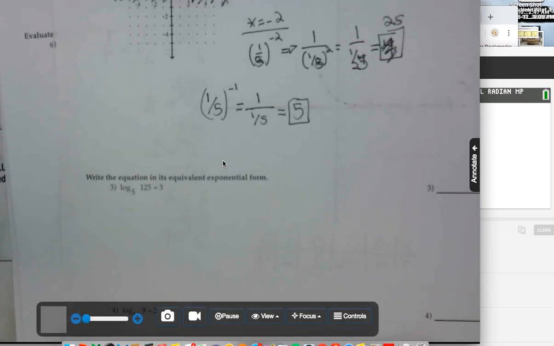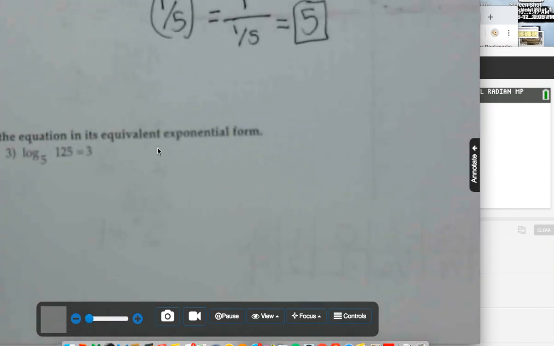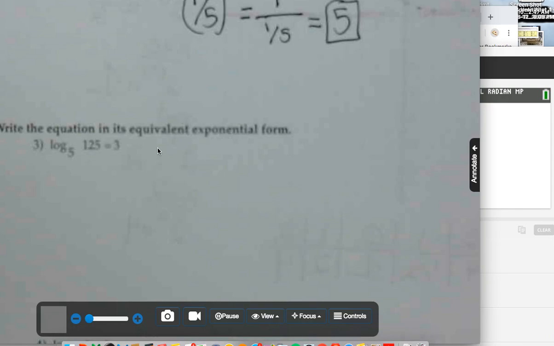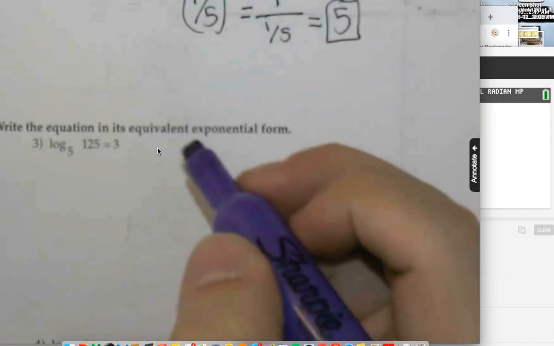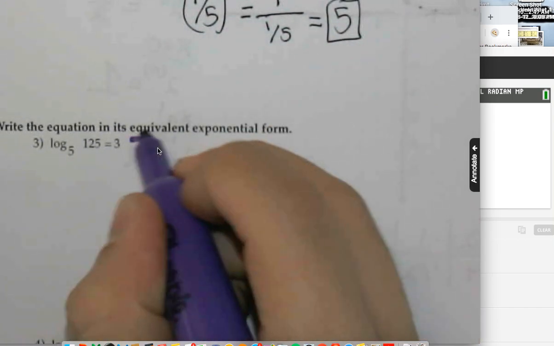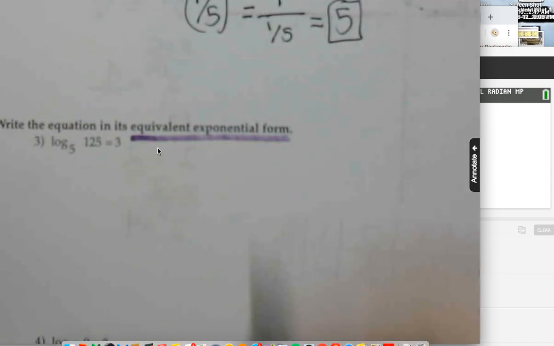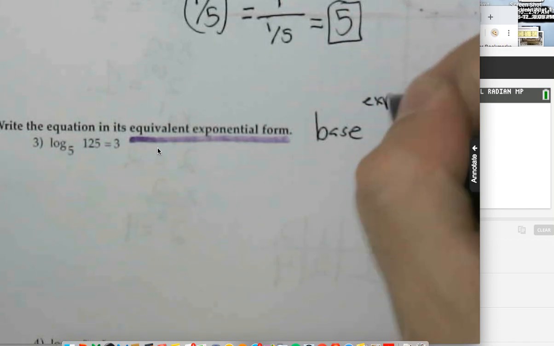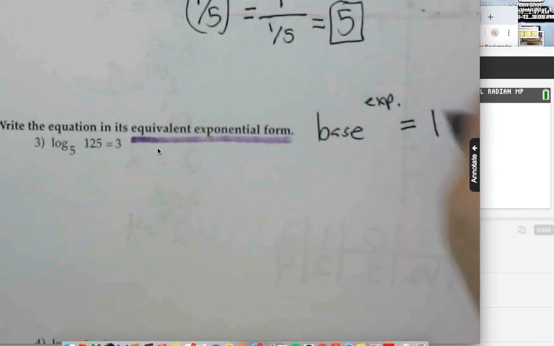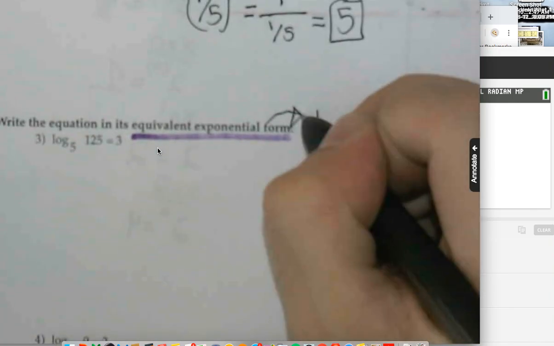The next bit here is going to be really dealing with the log functions that were covered in 3.2. If you need a refresher on those, go for it, but I think that these are pretty easy if you have the log rules on hand. When it says equivalent exponential form, this means that they want your answer to have some base, some exponent being equal to some number. So that's what that means.